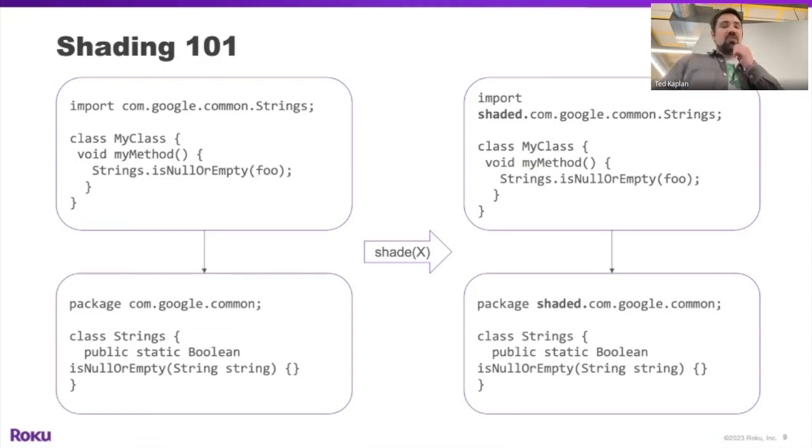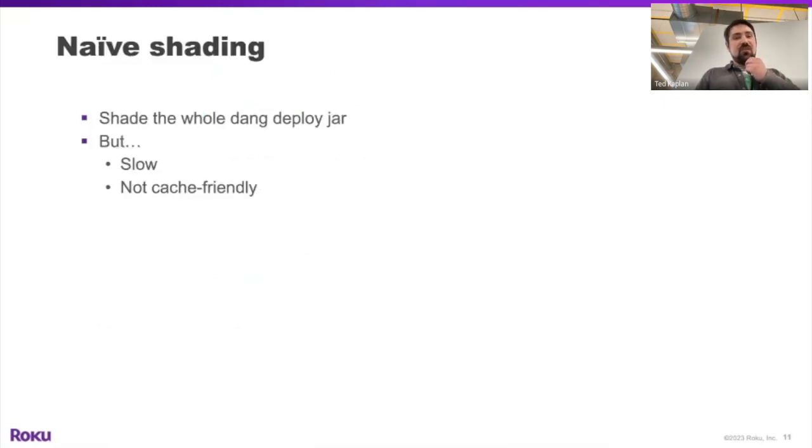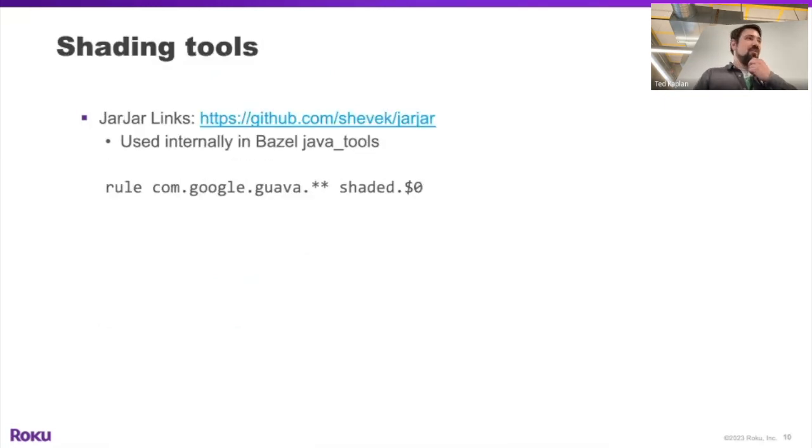So this is for example how shading Guava might look. You take com.google.common and you rename it to shaded.com.google.common. And you want to do this both to the dependency and the code that uses that dependency, because all the references need to be changed too. And we use a tool called JarJar Links for this, which incidentally Bazel also uses internally for Java tools.